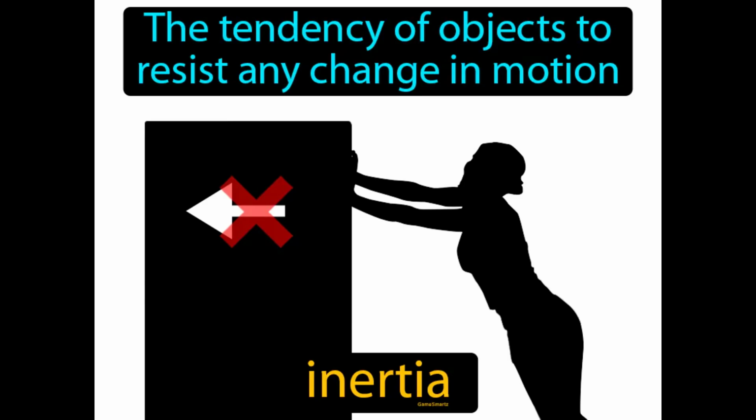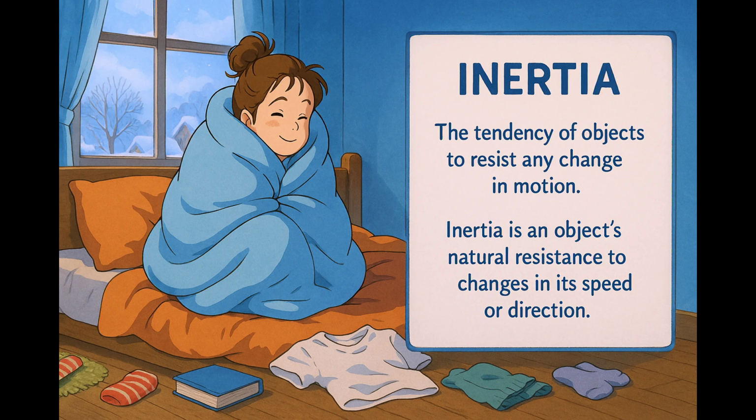The tendency of objects to resist any change in motion. Inertia. Inertia is an object's natural resistance to changes in its speed or direction. Imagine trying to get out of bed on a cold winter morning when you're wrapped snugly in a warm blanket. Just as your body resists leaving the comfort and warmth of the bed, objects naturally resist changes to their current state of motion or rest.